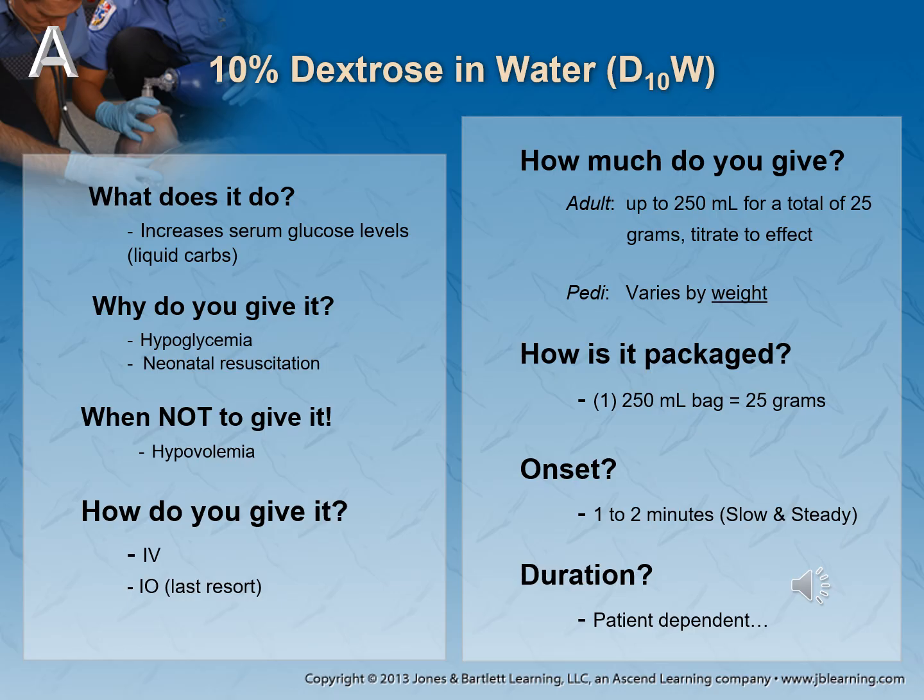We can give it IV or IO. Again, IO is last ditch effort. So it's packaged as 250 ml bag, which equals 25 grams. So we want to go ahead and start an IV, have some fluid go and introduce this D10, and then titrate to effect. Once we get them more alert and conscious and the blood sugar is greater than 60, 70, or 80, we can go ahead and stop, because the goal is us not to put them into a hyperglycemic state. The onset is 1 to 2 minutes, so it's slow and steady, and the duration again is patient dependent.